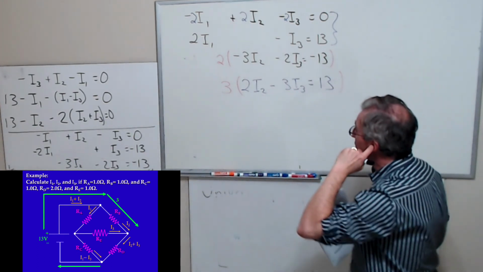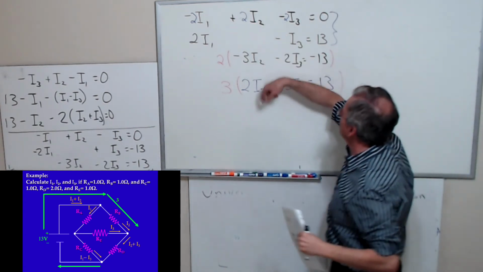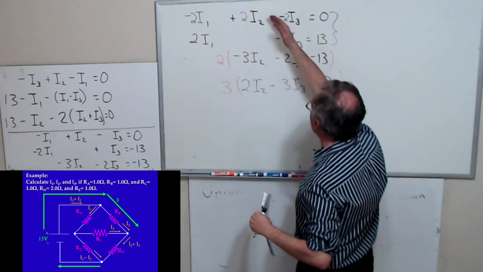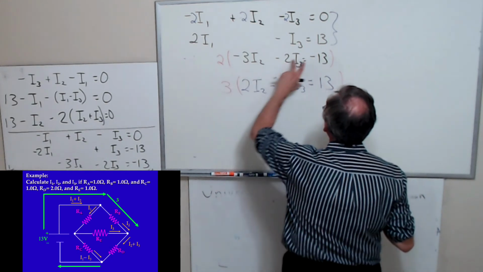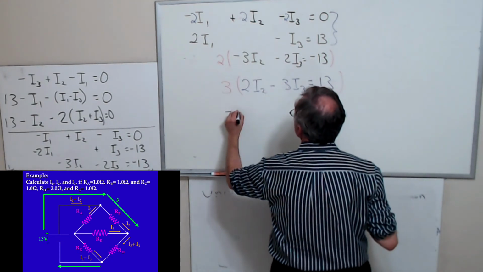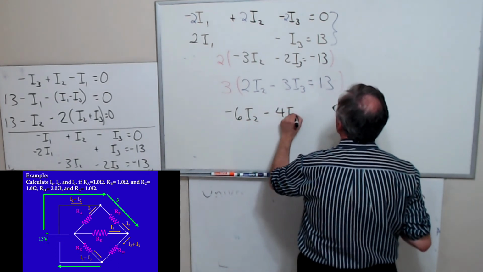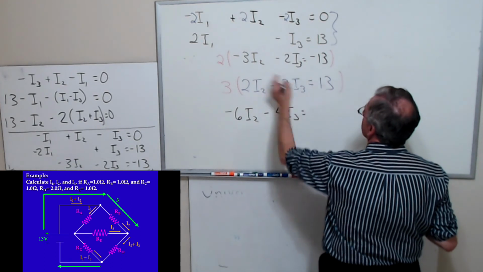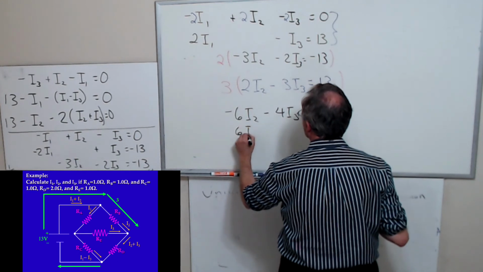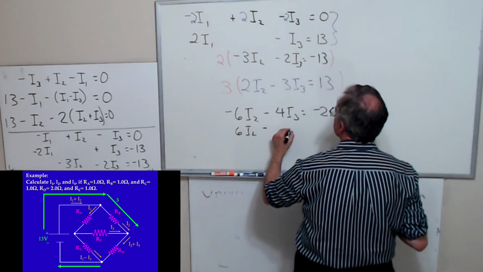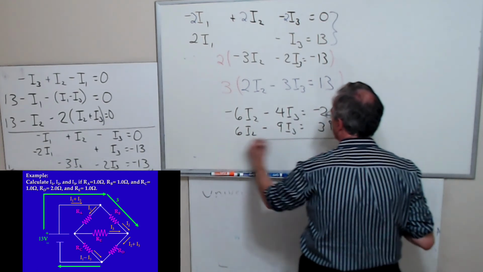Notice I'm not using substitution. I'm just multiplying rows and adding, basically; I had them in columns. I'm multiplying by rows and just adding columns, essentially. So what do I get when I multiply this by 2? I get minus 6 I2 minus 4 I3 equals, what is that, minus 26? And then this is going to give me 6 I2 minus 9 I3 equals 39. Add them.